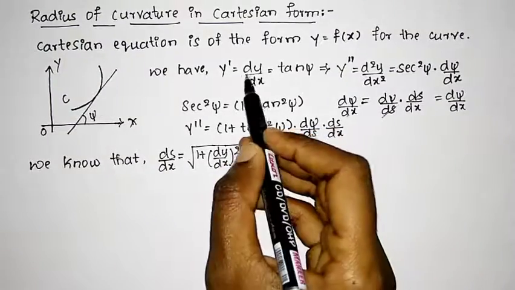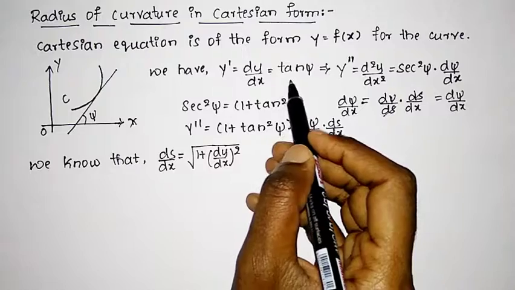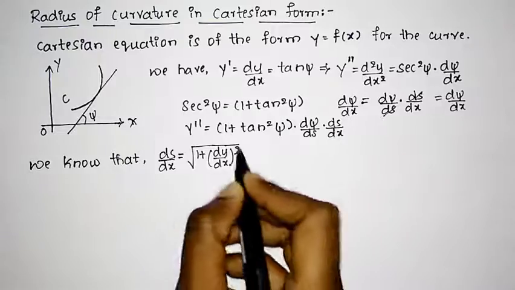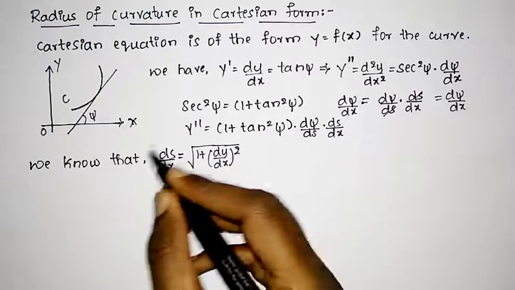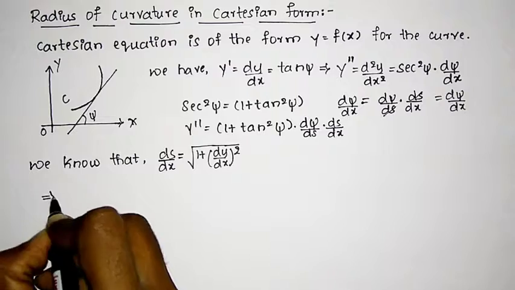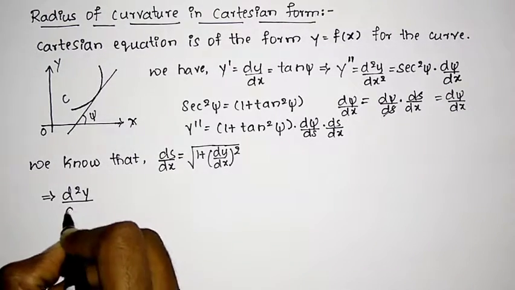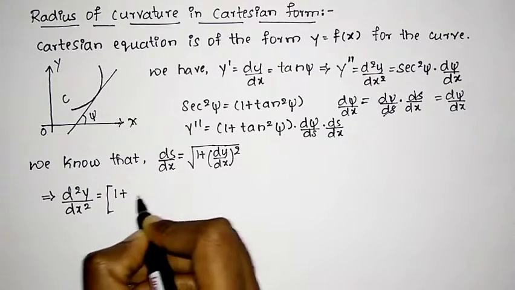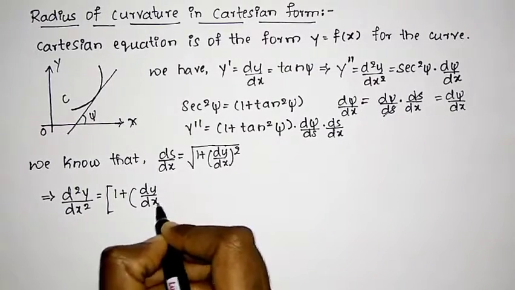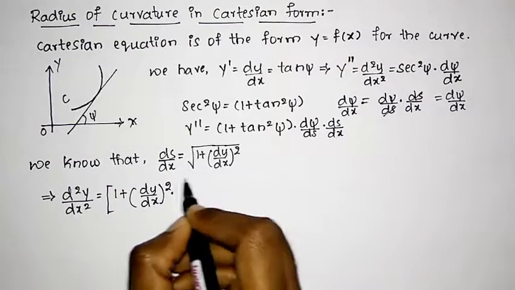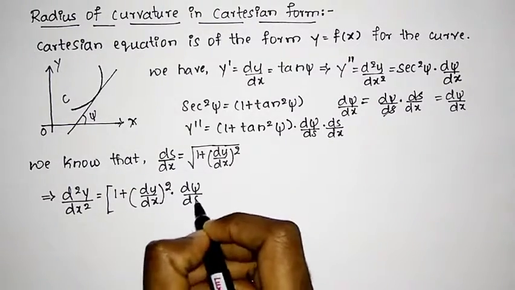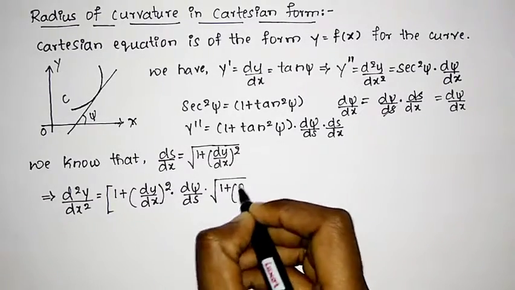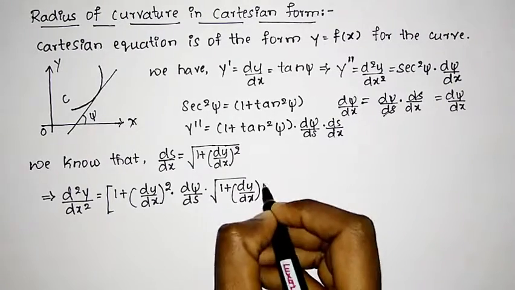As we know, y dash, that is dy by dx, is nothing but tan phi. Similarly, we have found the first differentiation, which is y dash. Now we shall find the second order derivative. The second order derivative d square y upon dx square is equal to 1 plus dy upon dx whole square into d phi upon ds into square root of 1 plus dy upon dx the whole square.